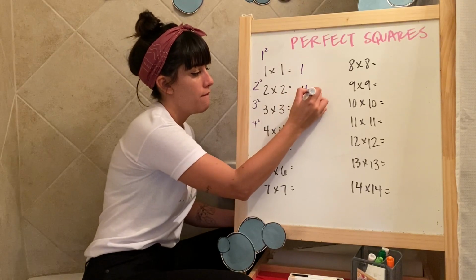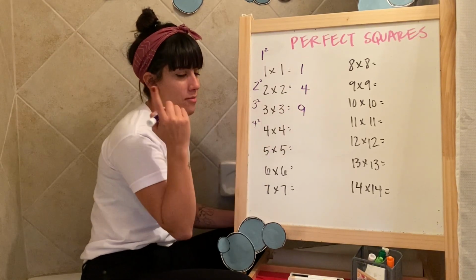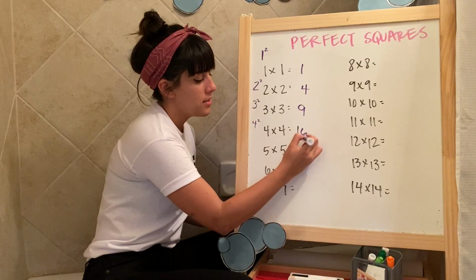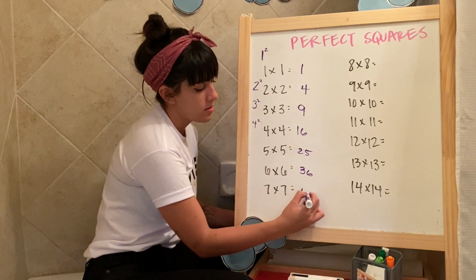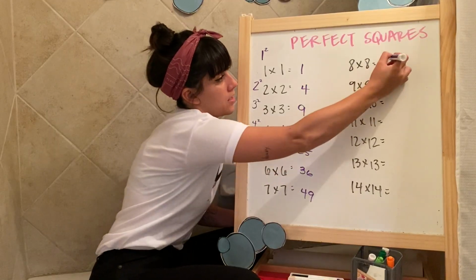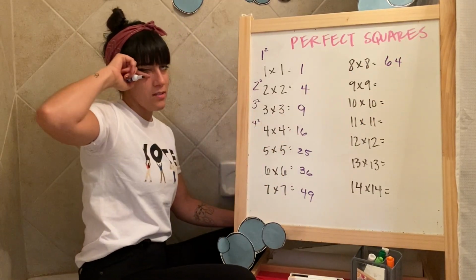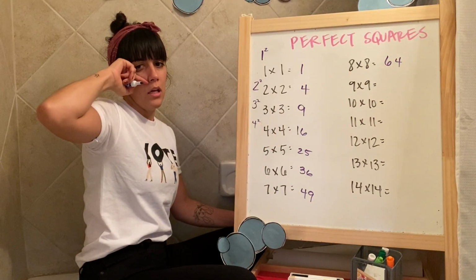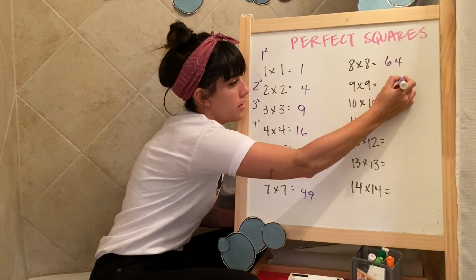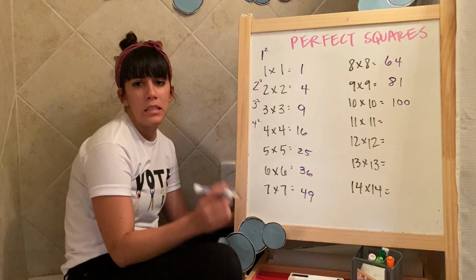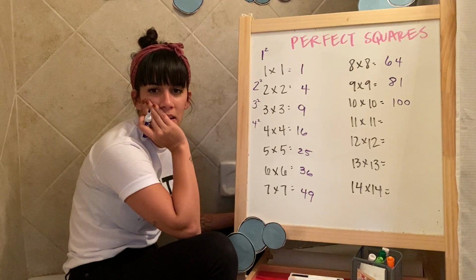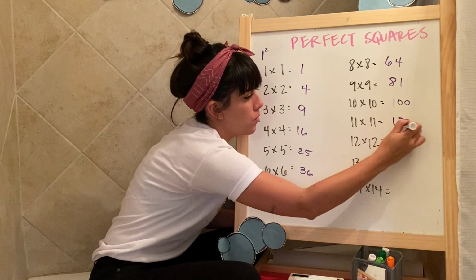So all that being said, 1 times 1, 1. 2 times 2, 4, 3 times 3, 9. These I have memorized. 4 times 4, 16. 5 times 5, 25. 6 times 6 is 36. 7 times 7 is 49. 8 times 8 is 64. Let me see if I can remember these. 9 times 9 is 81, I believe. 10 times 10 is 100. 11 times 11, I'm thinking, is 121.